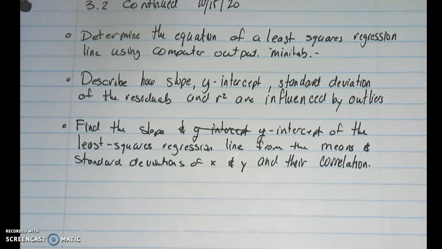2, we're going to describe how slope, y-intercept, standard deviation of the residuals and R-square are influenced by outliers. Specifically, what happens if the explanatory variable x is an outlier, like just the x coordinate is, so we're being pulled along the x-axis. And then what happens if it's the y that's the outlier, if the response variable is the high one? And then we're going to find the slope and y-intercept of the least squares regression line from the means and standard deviation of x and y and their correlation.